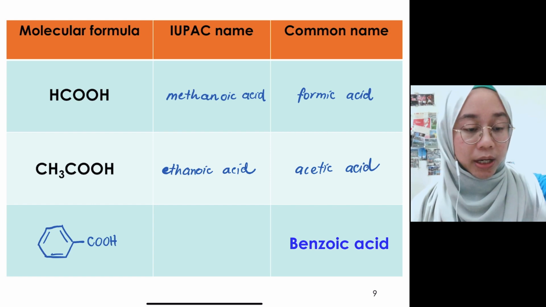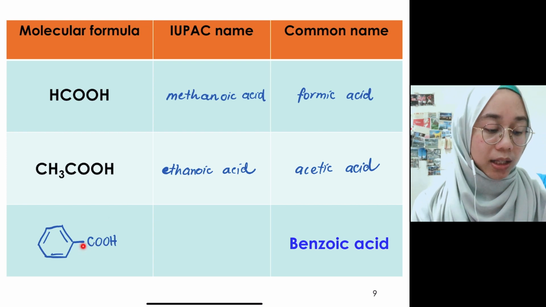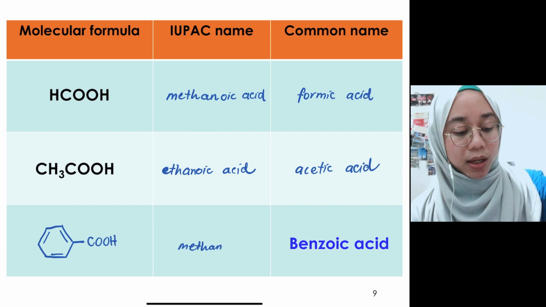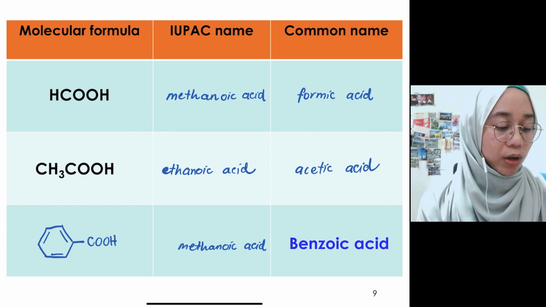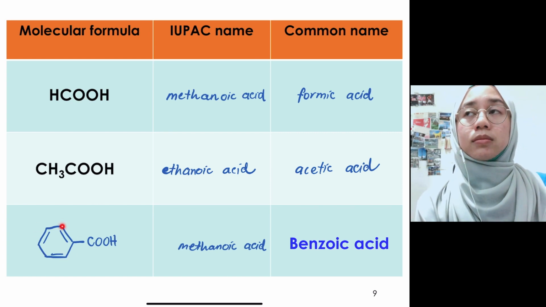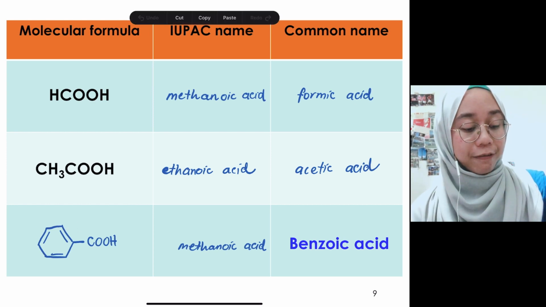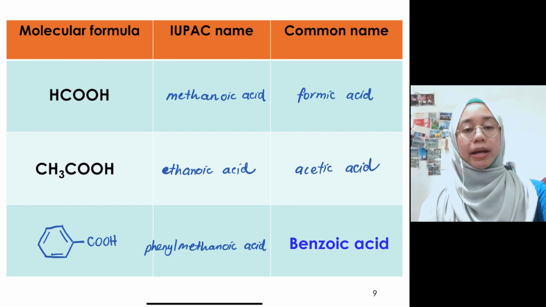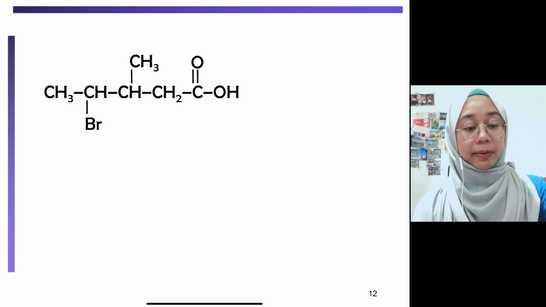But kalau nak belajar juga IUPAC name dia, so this part here akan jadi parent. Since ada satu je carbon dekat sini, so nama parent dia adalah methanoic acid. Okay, so kita punya benzene ring pula dia akan jadi substituent. So benzene ring jadi substituent, yang tu kita panggil sebagai phenyl. Okay, so nama penuh ini adalah phenyl methanoic acid, but jaranglah guna. Usually kita panggil dia sebagai benzoic acid. Okay, so kita belajar nama-nama lain pula lah.